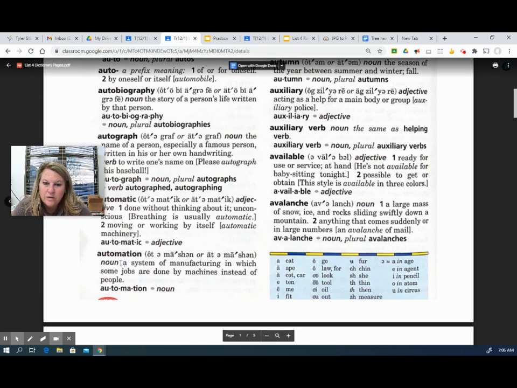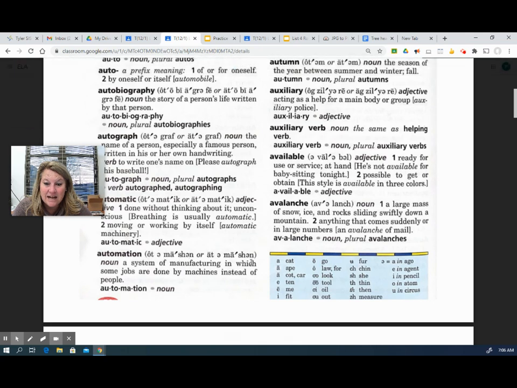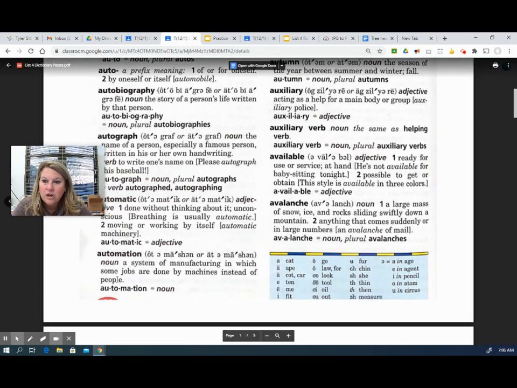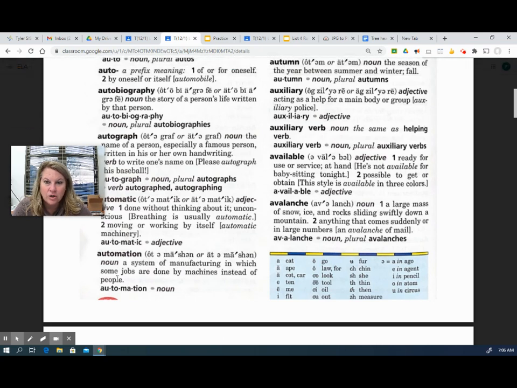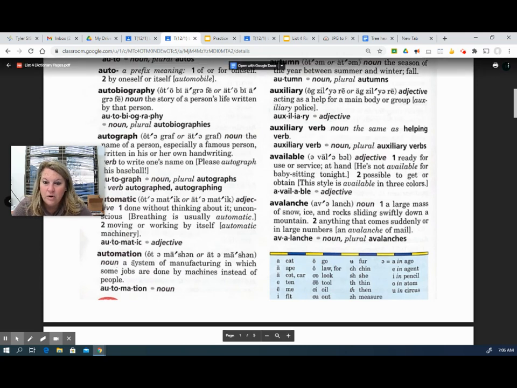Automation. So this is done by itself. Nobody has to be there to make sure it gets done. So even though it doesn't use the word self, when we interpret that definition, we see that it does indeed include the definition of auto. So that would be one that we could go ahead and add to our notes.